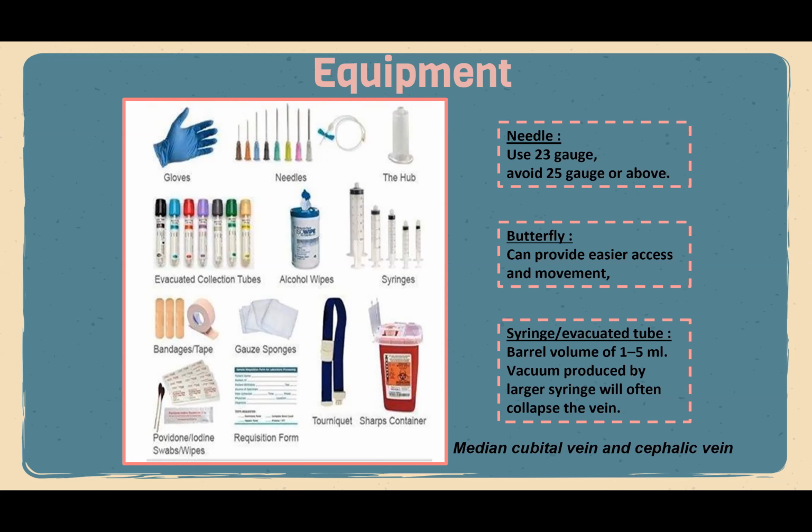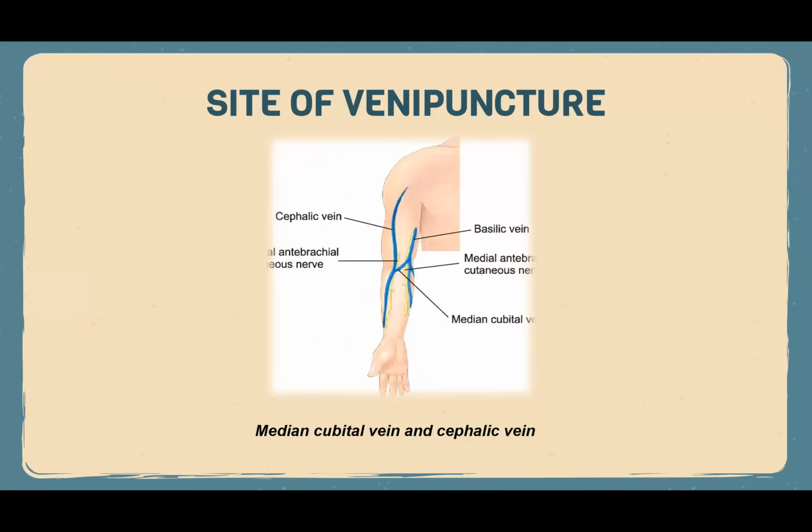Syringes: for the barrel volume of the syringe, we need to estimate the volume, and usually use 1 to 5 milliliters, because if we do not determine the correct barrel volume, a larger syringe will usually cause a collapse of the vein. Next, we need bandages or tape, gauze sponges, iodine swab or wipes, requisition form, tourniquet, and also a sharps container. For the site of venipuncture, we usually use the forearm, puncturing the median cubital vein or the cephalic vein.